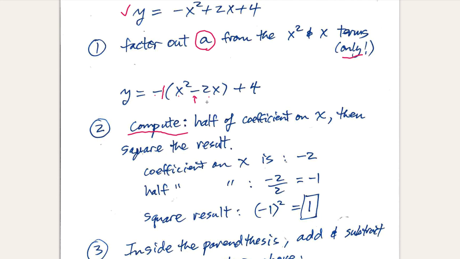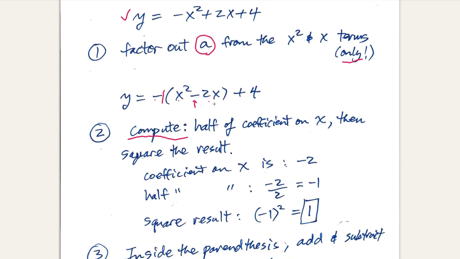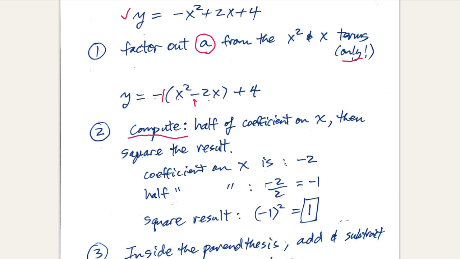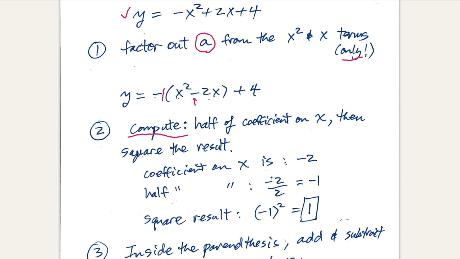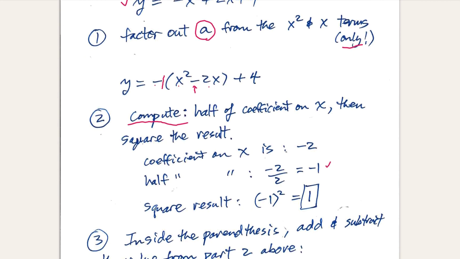Okay, what's the coefficient on x up here? The coefficient on x up here in parentheses, I'm not talking about the original, I'm talking about in parentheses now. The coefficient on x is -2, as you can see. Now take half of that. That means divide it by 2, right? Taking half of something. So I go -2 and then divide it by 2, and I get -1. And then it said square that result, okay? So I square that result. I go -1 quantity squared, and I get 1.